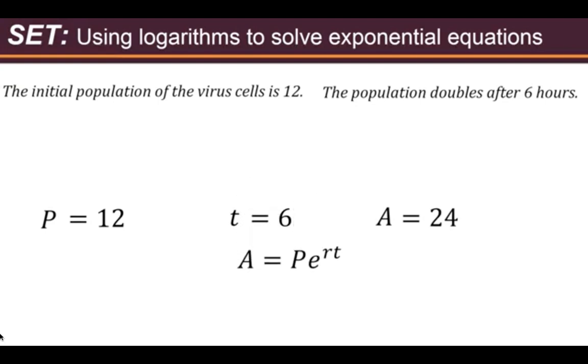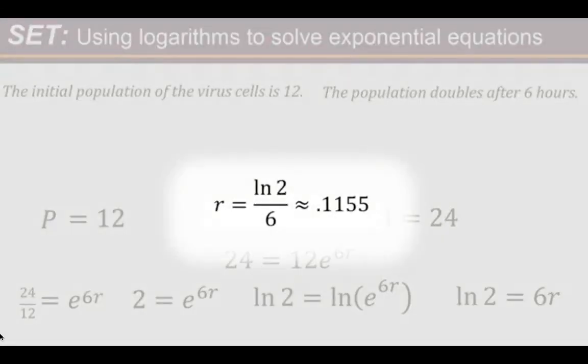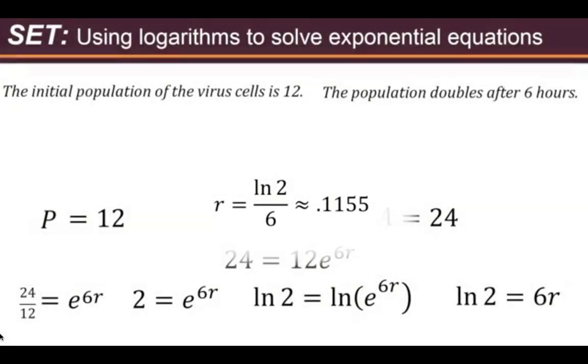We put these values into our formula, and then we can use a logarithm to find r. So 24 equals 12 e to the 6r, or 24 over 12 equals e to the 6r. So 2 equals e to the 6r. Then, taking the natural log, ln of 2 equals ln of e to the 6r. So ln of 2 equals 6r, or r equals ln of 2 divided by 6, which is 0.1155.